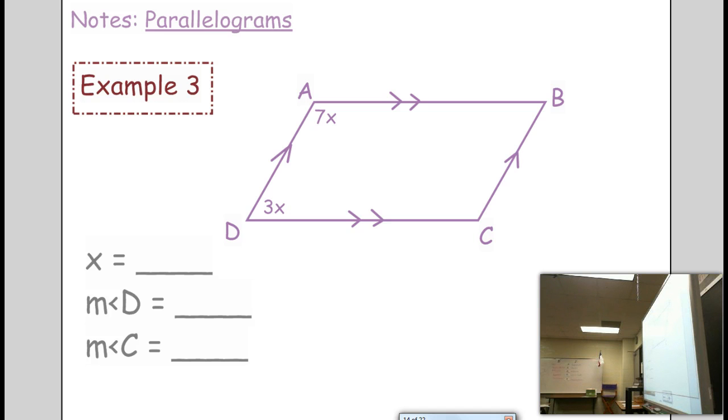When you've got a problem like this, you've got 2 options. Just make the right choice. You either set them equal or you add them to equal 180. Do you set them equal or do you add them to equal 180? Add to equal 180.